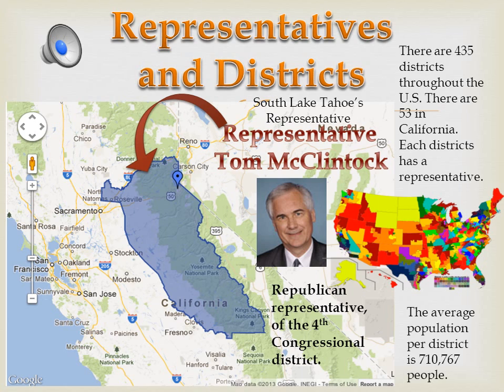710,767 people. So what that means is California has 53 districts, meaning 53 representatives. So that's a lot of districts. And if you look on the colorful image of the United States, all those colors are districts. And as you can see in California, there are a number of colors, and that's associated with population. So every 710,000 people or so, there'll be a representative, and they work in our Congress.